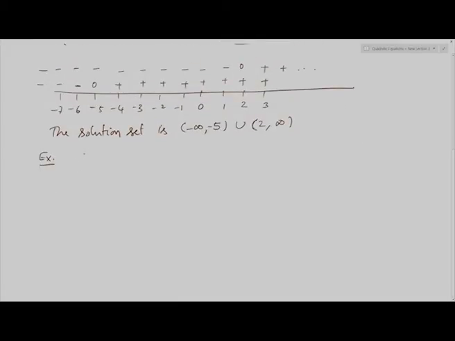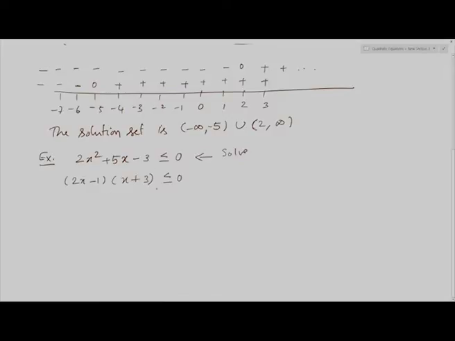Consider this simple quadratic: 2x² + 5x − 3 ≤ 0. By factorizing this, one can verify that the expression 2x² + 5x − 3 is a product of the factors (2x − 1)(x + 3) ≤ 0. So what we are interested in is finding the solution set. We have to solve this, and it is equivalent to solving this inequality.